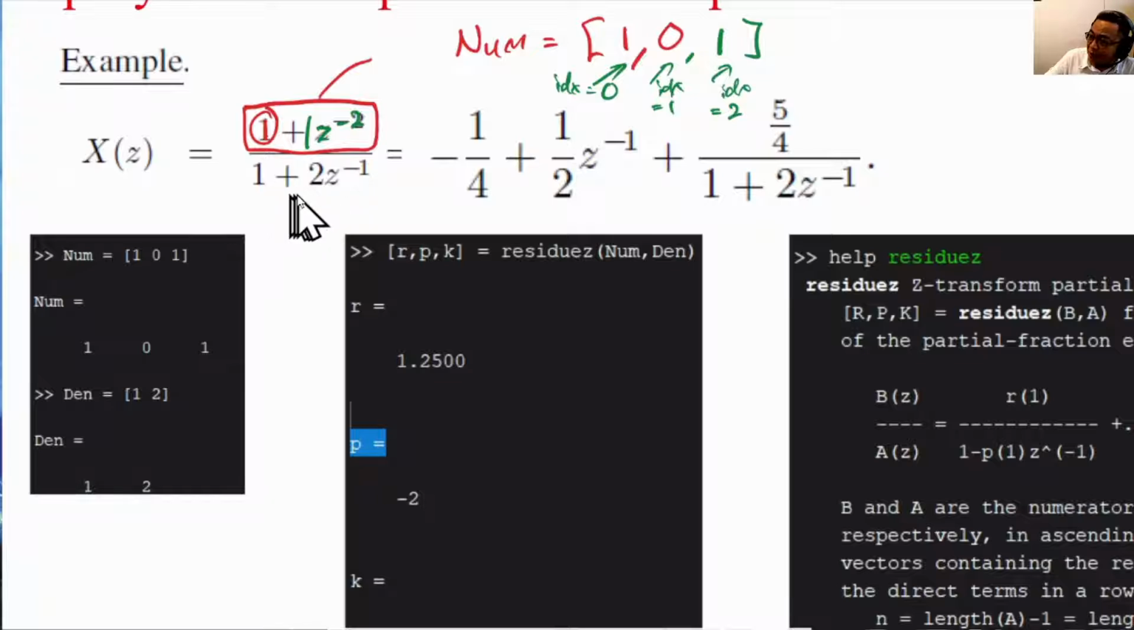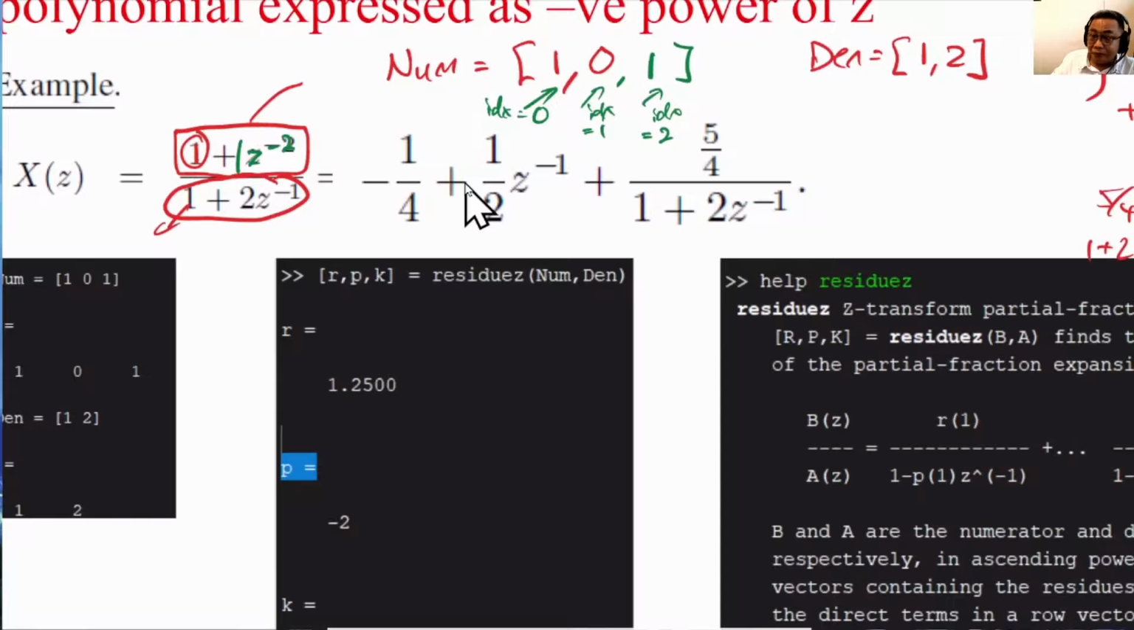What about the denominator? Now let's try the denominator. The denominator is equal to 1, 0, 2. The first one is for this one. I made a mistake, sorry. It should be 1 and 2, because 2 is for this 2 at index 1. So we have numerator 101, denominator 12.